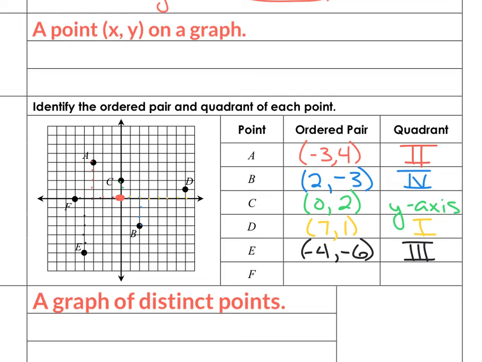And then last but not least, we've got point F. Point F moves left 1, 2, 3, 4, 5, left 5, so negative 5 from the origin, and then doesn't move up or down, so 0. You still need numbers there, even if you don't move up, down, right, or left. And that's not in a quadrant either, so we're going to say that that is on the x-axis.